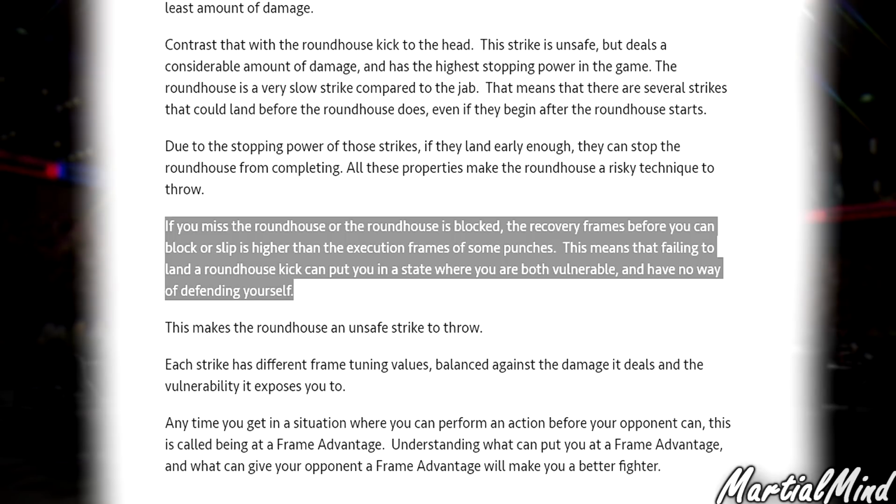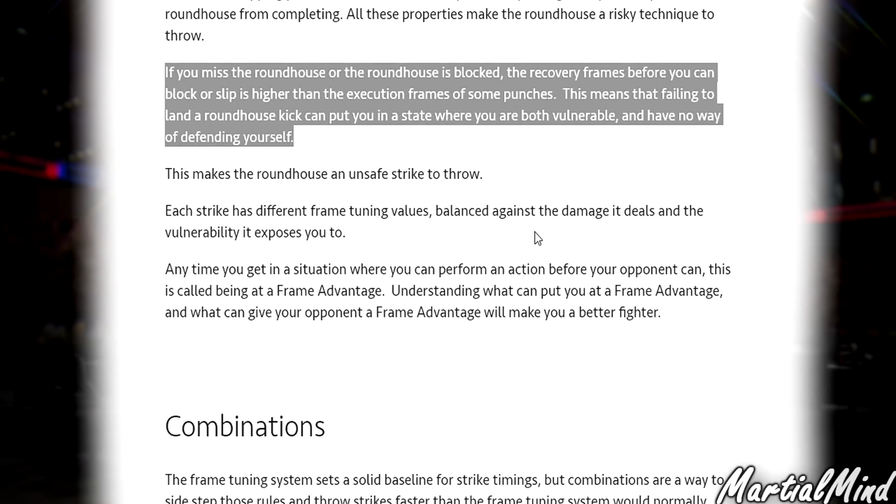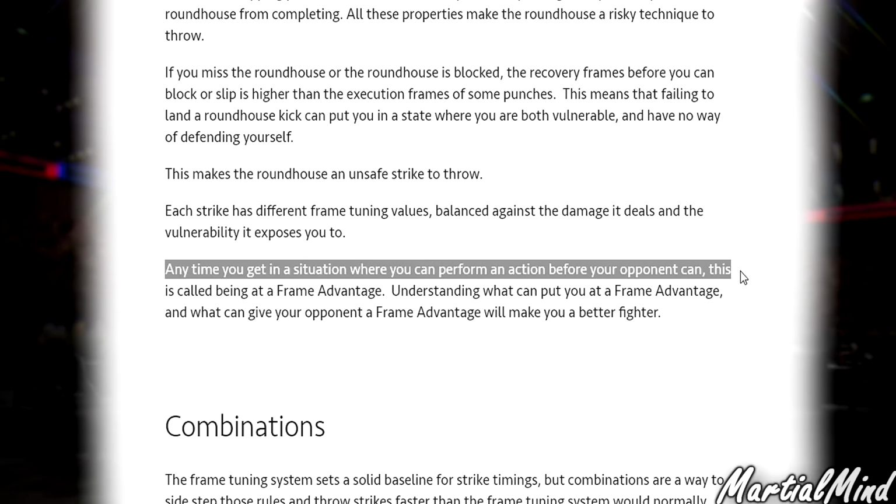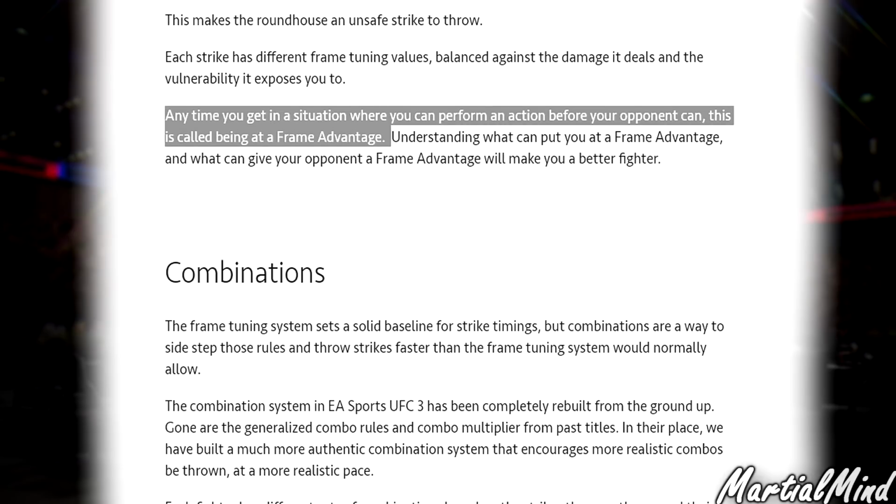So each strike has different frame tuning values balanced against the damage that it deals and the vulnerability it exposes you to. So anytime you get in a state or situation where you can perform an action before your opponent can, this is what's called frame advantage. Really, really difficult to understand for me personally, but you get the gist of it. So that's it for frame advantage. Again, it could be confusing at first to understand, and I'm still kind of trying to understand it all fully, but you get the basic gist of it.